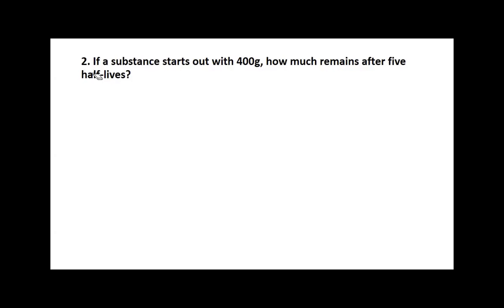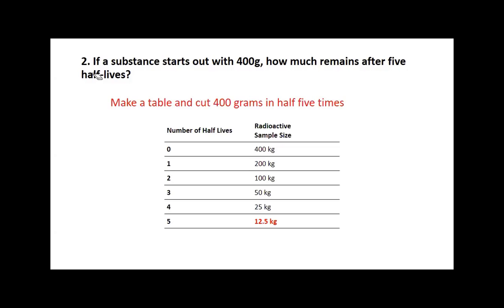Okay, a substance starts off with 400 grams. How much will remain after 5 half-lives? You could figure out the fraction left and then multiply it by the 400, or you can do the table, which would result like that. The other option would have been y equals 1 over 2 to the n, where n is 5. Once you do that, you just multiply that value times the 400 grams, and that would get you to that answer.